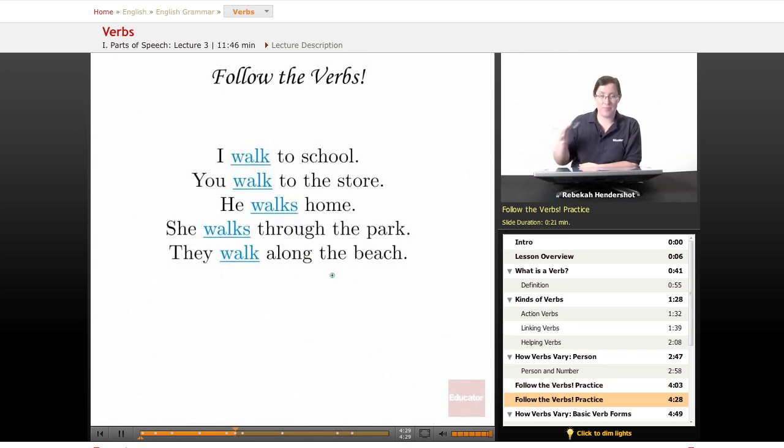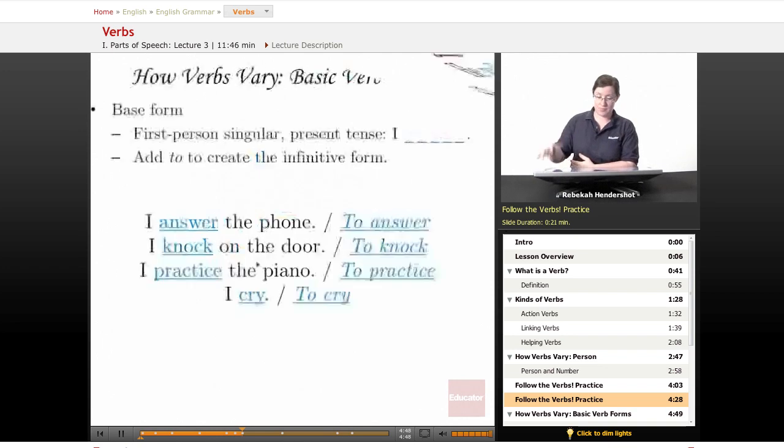All right, let's look at how this affects an action verb. I walk to school. You walk to school. He walks home. Notice how that S got added in there. She walks through the park, but we go to plural with they, and it becomes they walk along the beach, and the S goes away. So the form of the verb changes according to the person performing the action.